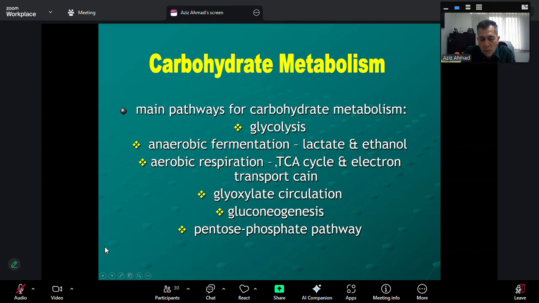And then the process from glycolysis, which is acetyl-CoA, will go to the TCA cycle and electron transport chain. In anaerobic conditions, which is the lack of oxygen, the process will go to fermentation. For instance, the production of tape.